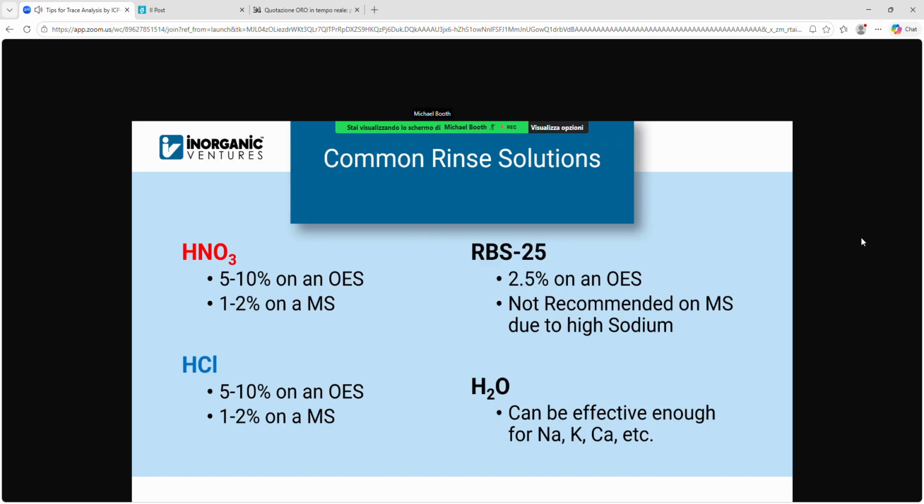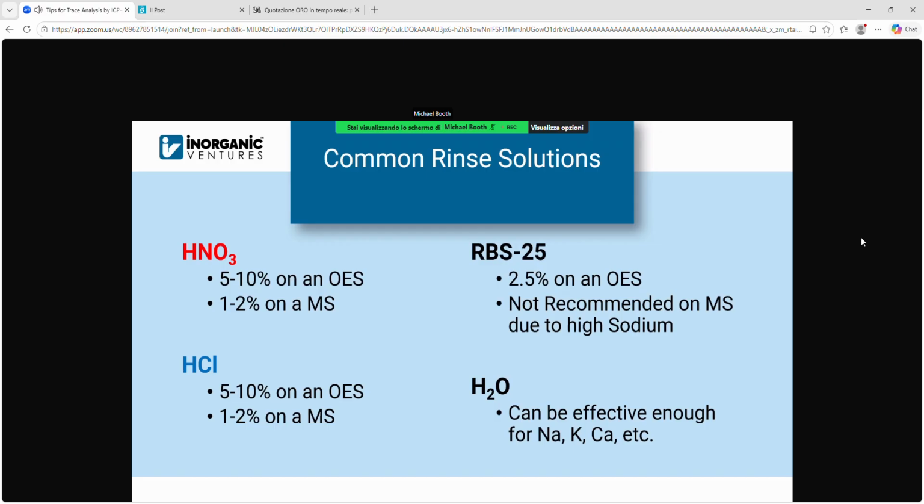Water can be really effective as a rinse solution for things like sodium, potassium, calcium, your group ones, your group twos. That can rinse out really, really well with water. So if you have high concentrations of those group one, group two elements, you can throw in a water rinse and be fine with that.